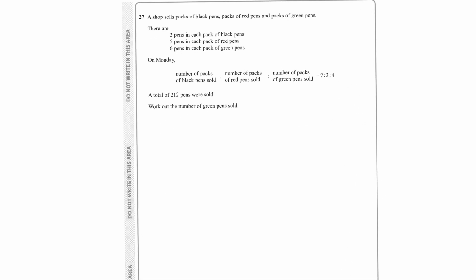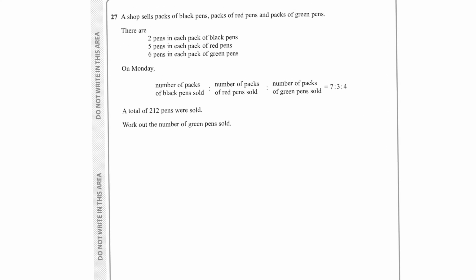So on to our next question. It says a shop sells black pens, a pack of red pens, and a pack of green pens. So it's told us how many pens are in each pack for each color, and it's given us the ratio of the number of packs sold of each color on Monday, and it says that there were a total of 212 pens sold. So it wants us to work out the number of green pens sold.